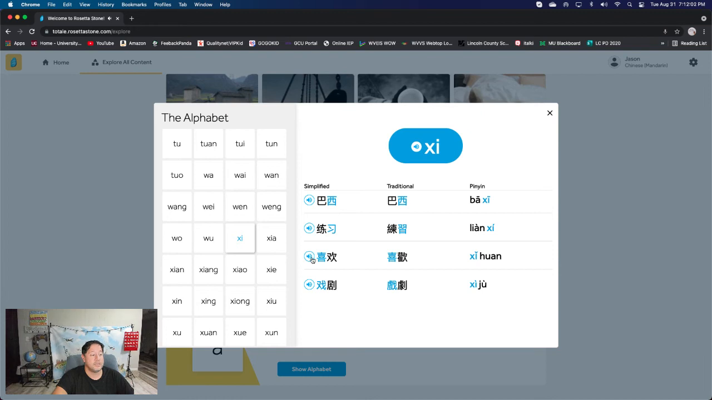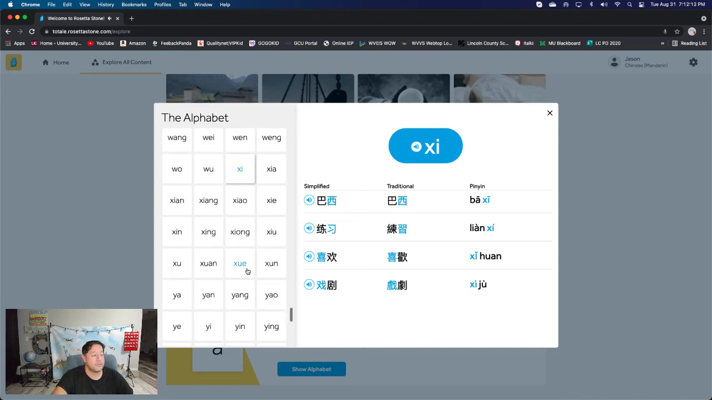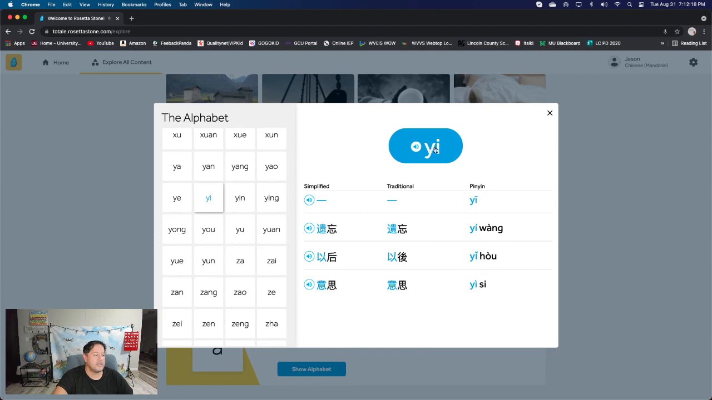喜欢 Xi Huan, 戏剧 Xi Ju, 戏剧修 Xiu. This one's a little different, I think. I can't remember. I know that's 一 Yi. I know that.